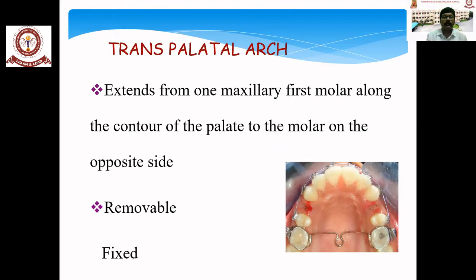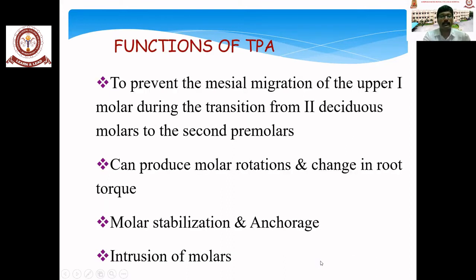Transpalatal arch. It's again a short note. It can be used as a space maintainer as well as an anchorage reinforcer. Normally your transpalatal arch extends from one maxillary first molar along the contour of the palate to the molar of the opposite side. This transpalatal arch can be a removable one or it can be fixed. How this acts as an anchorage reinforcement is basically that it avoids tipping of the molar, mesial tipping of the molar, as well as rolling of the molar, that is mesiobuccal rotation and mesiopalatal rotation of the molar, which is avoided by use of a transpalatal arch.